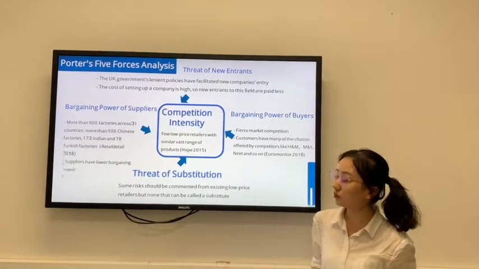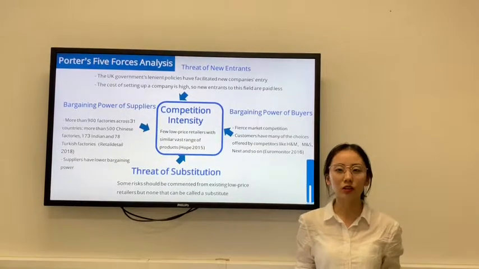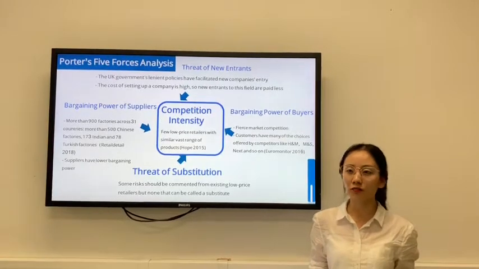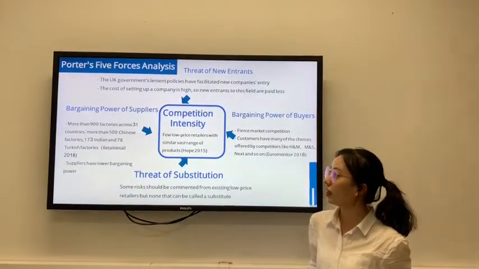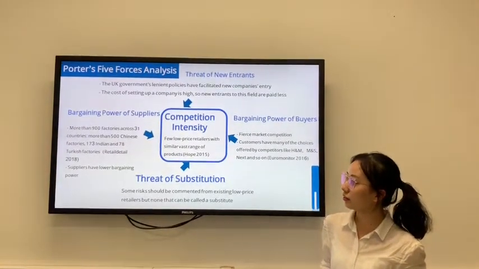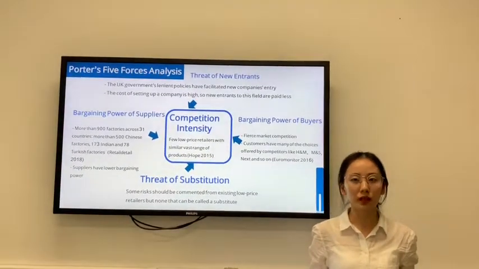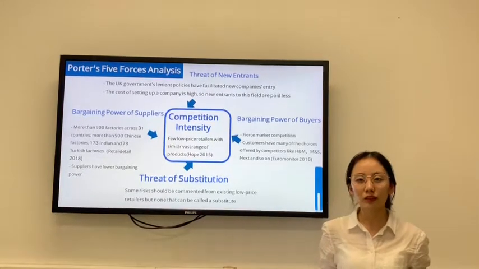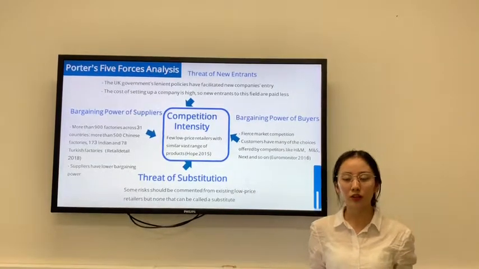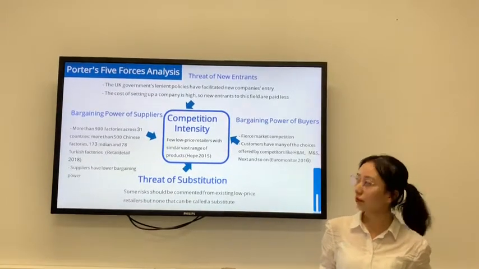Secondly, it's necessary to manage the bargaining power of suppliers. According to Retail Detail in 2018, PRIMARK has more than 900 factories across 31 countries, including more than 500 Chinese factories, 173 Indian and 78 Turkish factories. Moreover, it doesn't demand much from a single supplier. This means that there is no single supplier who possesses sufficient power to influence raw material prices. So we can see suppliers have low bargaining power.